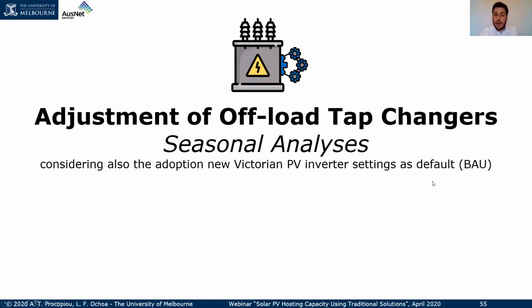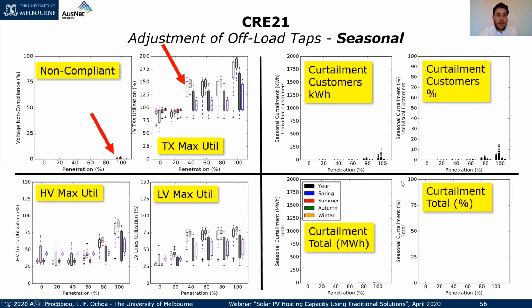Now let's see the seasonal analysis to understand the numbers there. This slide shows again the benefits that we have briefly introduced in the previous cases, where the number of non-compliant customers is almost eliminated for all penetration levels, and only up to 100% penetration do we start seeing some of these customers being affected. And you might ask the question: previously, by 80% penetration, we were already seeing some of the customers being affected with voltage problems.